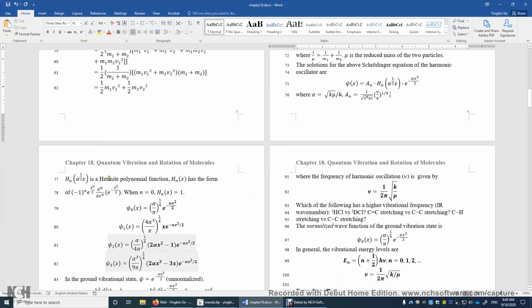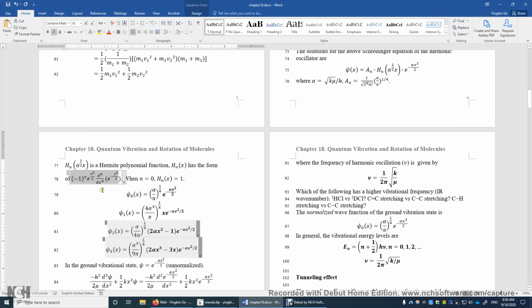Again, this H is a polynomial function. It's the Hermite polynomial function. It has this kind of form. It looks a little complicated, but really you just need to evaluate the derivative of this Gaussian function, multiply that by this e to the power of x squared over 2, and multiply by this plus or minus sign. That's it. What if n is 0? When n is 0, you simply do not evaluate its derivative. When n is 0, you have d to the power of 0 over dx to the power of 0. So this part is 1. And this part cancels with this part.